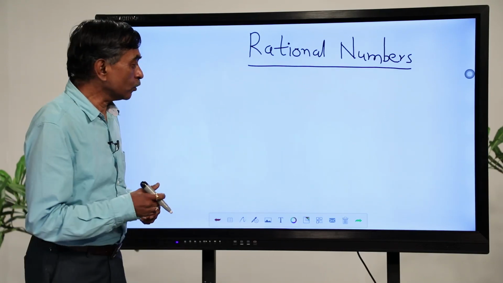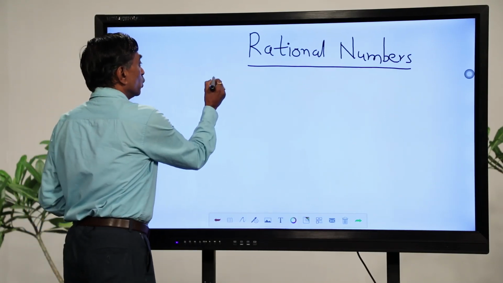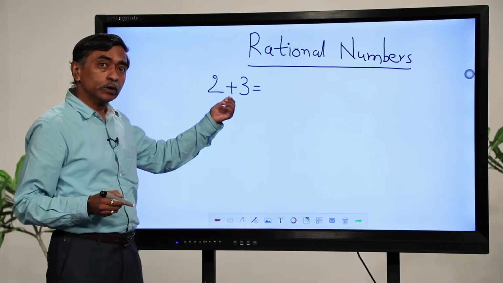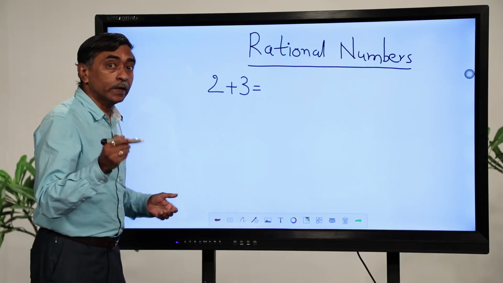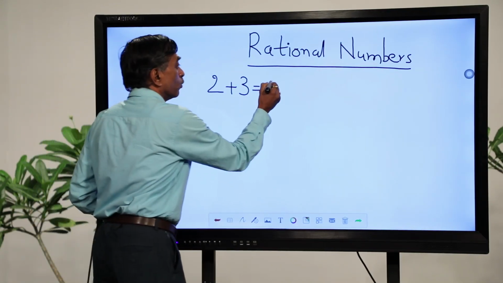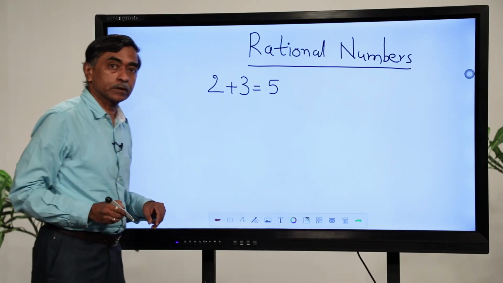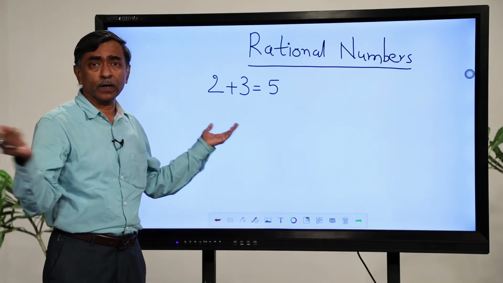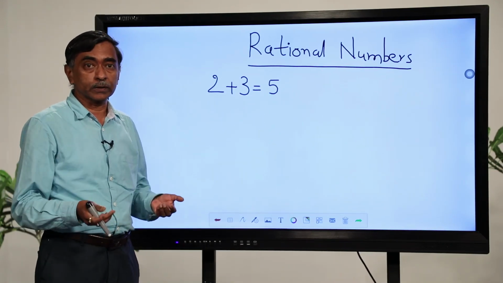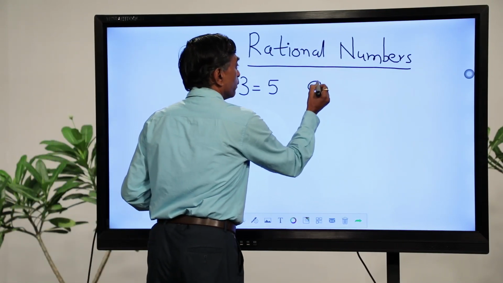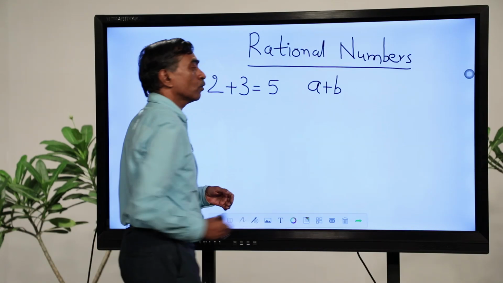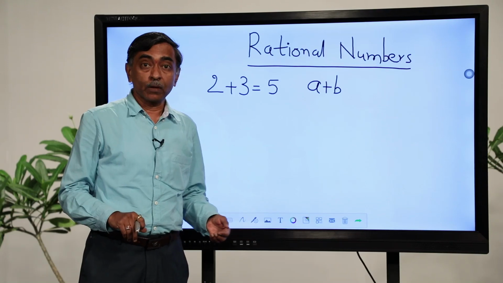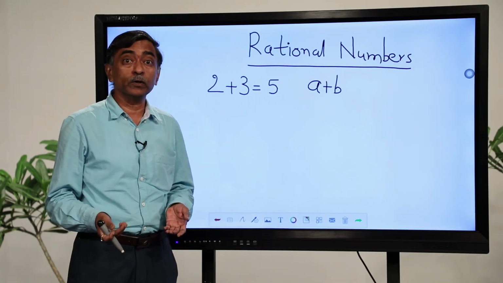For example, when I talk about whole numbers, when I say 2 plus 3, 2 and 3 both are whole numbers, and when I add them, whatever number I get should also be a whole number. Our mathematical facts suggest that it is equal to 5, and that is also a whole number. You have already checked it for different whole numbers, and so in general we say that if a and b are whole numbers, then a plus b is also a whole number. But does this hold for all the operations that we do?